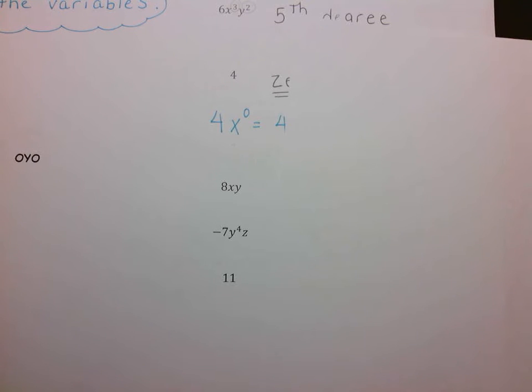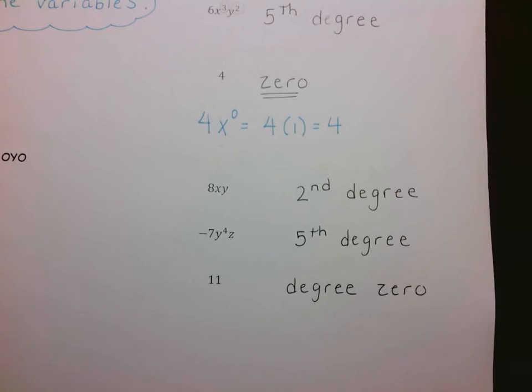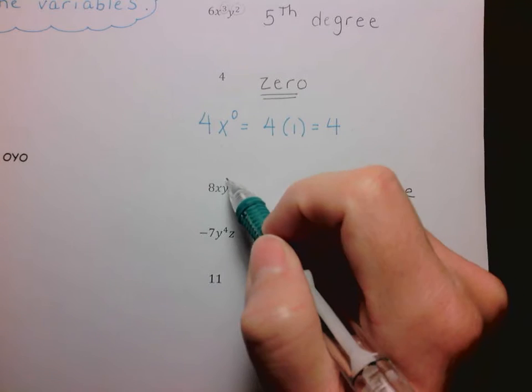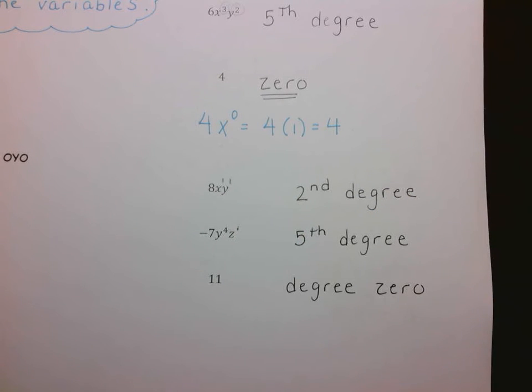So go ahead and hit pause and find the degree of these 3 monomials. And here are the answers. The first one is a 2nd degree monomial, the next one is a 5th degree monomial, and the last one is a constant term, and so that has a degree of 0. Remember, whenever there's no exponent written, always write in a 1.